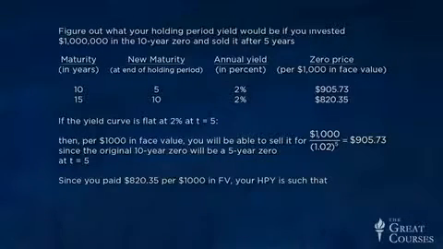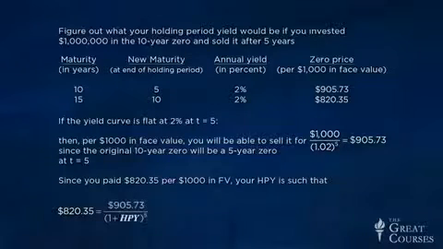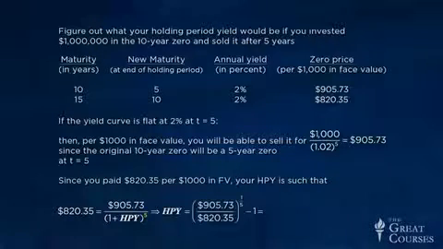Since you paid $820.35 per $1,000 in face value originally, your holding period yield is such that $820.35 is equal to $905.73 divided by 1 plus the holding period yield raised to the fifth power. The fifth power because you held it for 5 years. The answer to this question is 0.02 or 2%. So if the yields don't change, then the holding period yield for the longer term bond will be the same as your original yield to maturity.